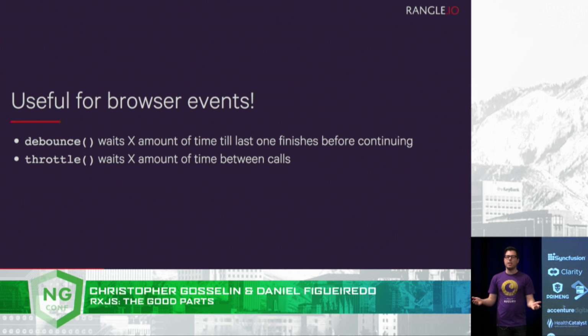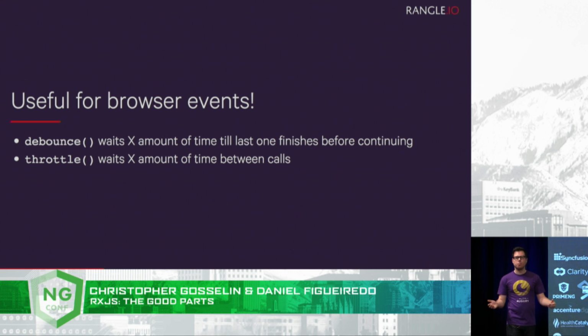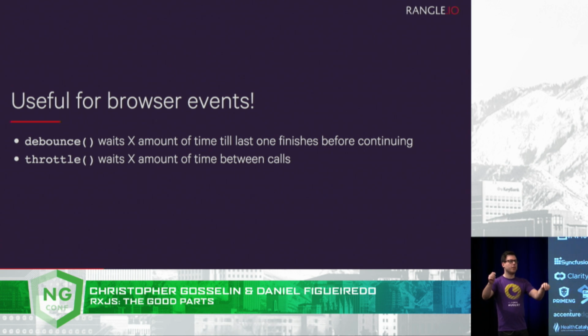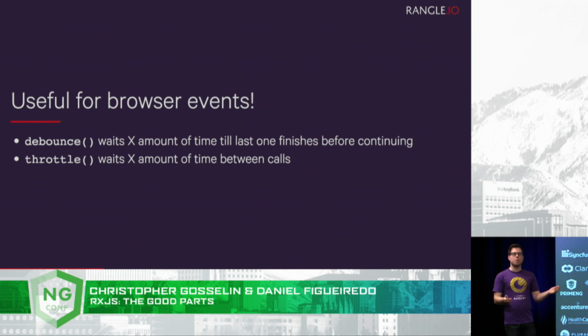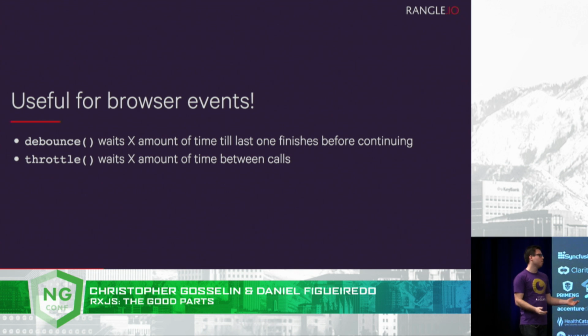Whereas throttle, on the other hand, is similar but different. So if I keep doing this, it'll actually fire every X amount of milliseconds. So if I'm doing this, it'll fire once, let's wait a second, fire again. So I don't actually have to stop. That's throttle.